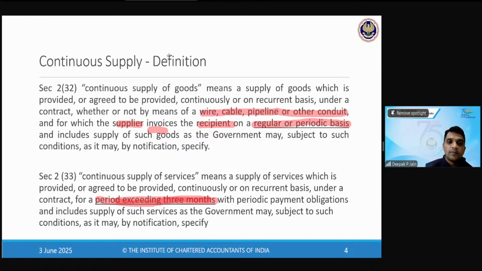Sir, conveyor belt for supplying coal and bauxite, yes, that is also included. That's why they've said, or any other conduit. So it is not necessary to be a wire or cable. If it is a belt also, wherein there is continuous supply of coal and bauxite, yes, definitely it is also a continuous supply of goods.